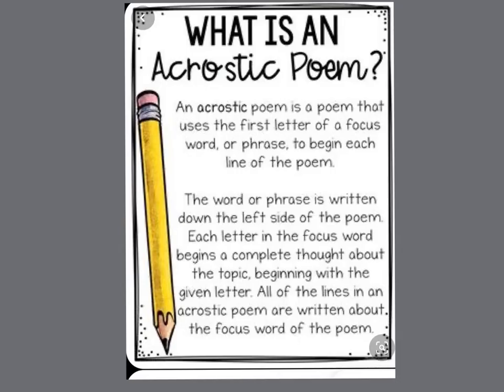The second poem you're going to be reading is an acrostic poem. An acrostic poem is a poem that uses the first letters of a focus word or phrase to begin each line of the poem. The word or phrase is written down to the left side of the poem. Each letter in the focus word begins a complete thought about the topic, beginning with the given letter. All of the lines in an acrostic poem are written about the focus word of the poem.